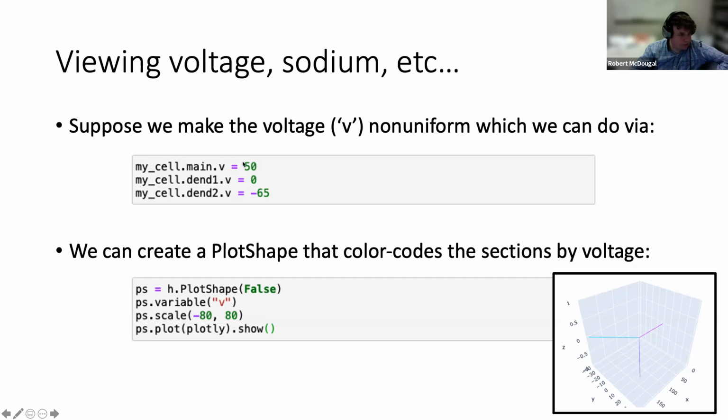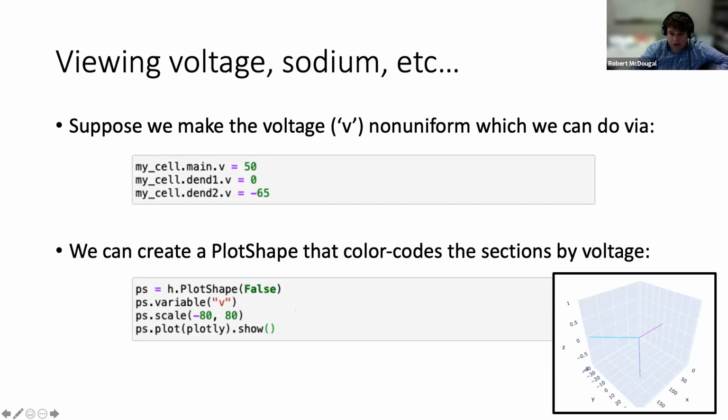We can set variables. So if I can set the voltage, well, the voltage is a property of a thing, right? So if I have a cell, my cell, and it has a section called main, and that main has a voltage, well, I'm going to use the dot notation, right? Every time I want to access a property of a thing, I can do dot whatever. So with my cell's main section's V, I can set the voltage to be 50. I can set the voltage to be 0. I can set the voltage to be negative 65.